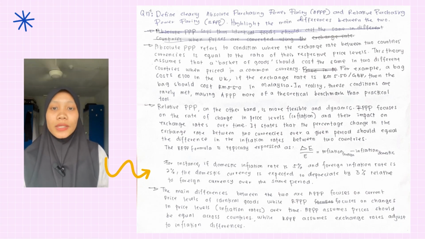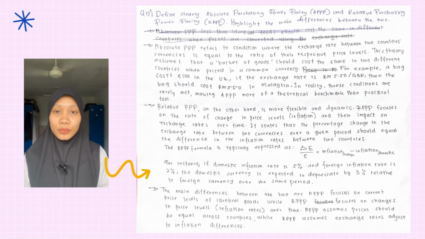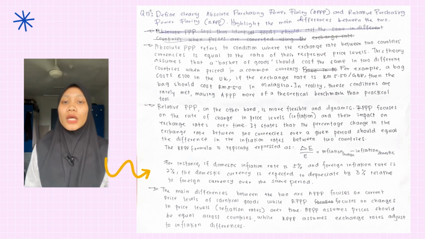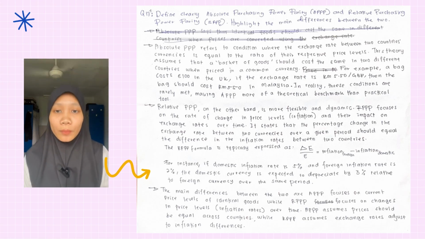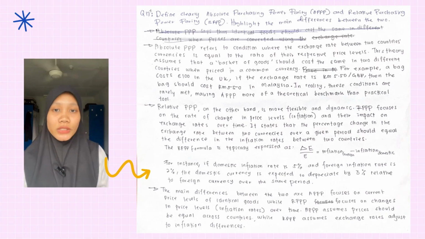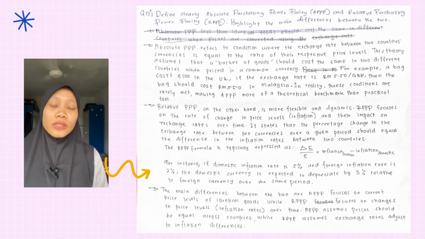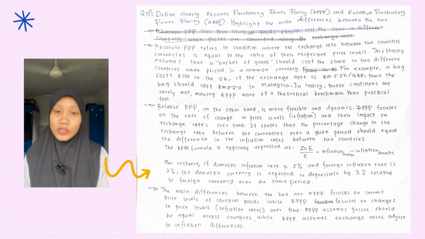For example, a bag costs 100 pounds in the UK. If the exchange rate is RM 5.5 per GBP, then the bag should cost RM 550 in Malaysia. And if it costs more or less, APPP does not hold. Relative purchasing power parity focuses on changes in price levels, which is inflation, over time between two countries and how this affects the exchange rate.